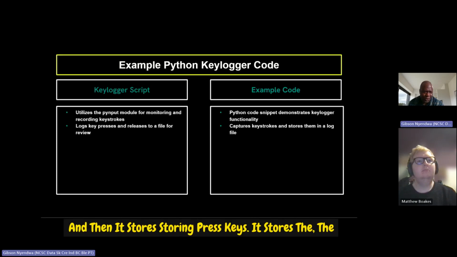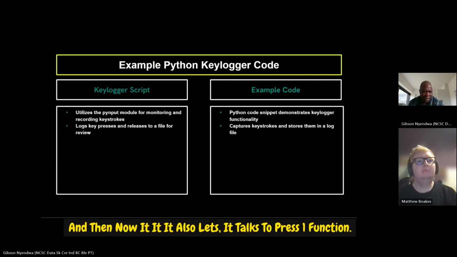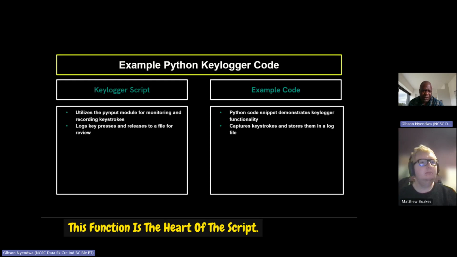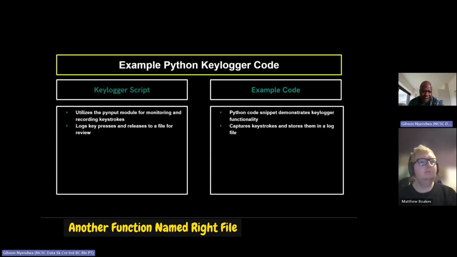And then it's storing pressed keys. It stores the information it captures. And then it also talks to the on press function. This function is the heart of the script. It takes a key input, adds it to our key list, and then calls another function named write file to log these keys onto a file.